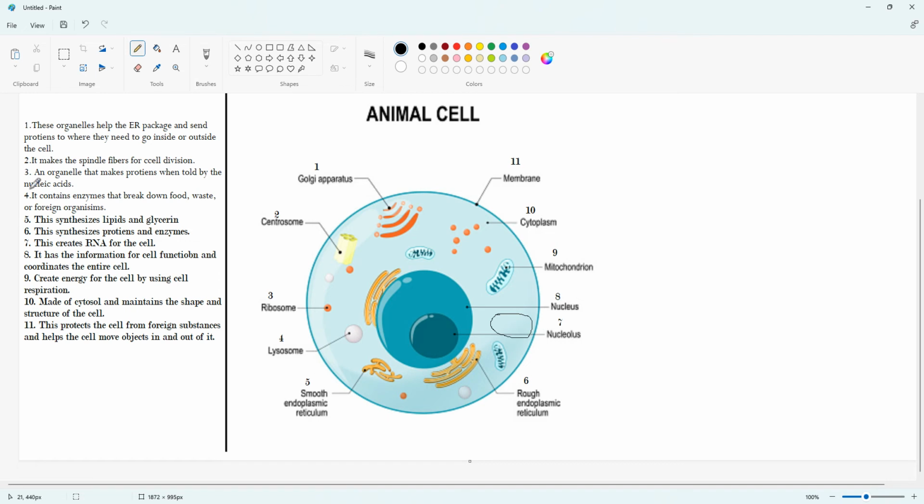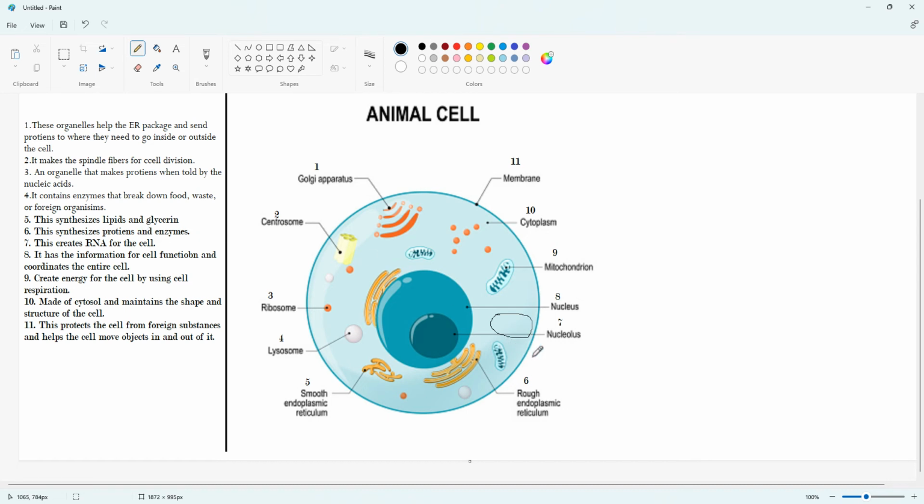So the next thing is the smooth endoplasmic reticulum, and this synthesizes lipids and glycerin, which just means it creates and packages lipids and glycerin. And then number six is the rough endoplasmic reticulum. These are both part of one thing called the endoplasmic reticulum, also known as the ER. But there are two parts: smooth and rough. Now, smooth, I just said it creates lipids and glycerin, and the rough creates and packages proteins and enzymes.